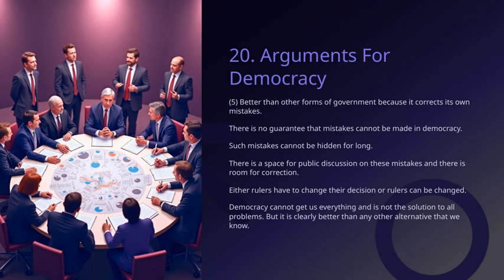One key point is that democracy is better than other forms of government because it can correct its own mistakes. Unlike other systems, where errors might be hidden or ignored, democratic processes make it harder to conceal errors for long. There's always room for public discussion, which helps bring mistakes to light and allows for correction. If a decision turns out to be wrong, either the rulers need to change their decision, or, if they refuse, the people can change the rulers altogether. This flexibility is a major advantage.